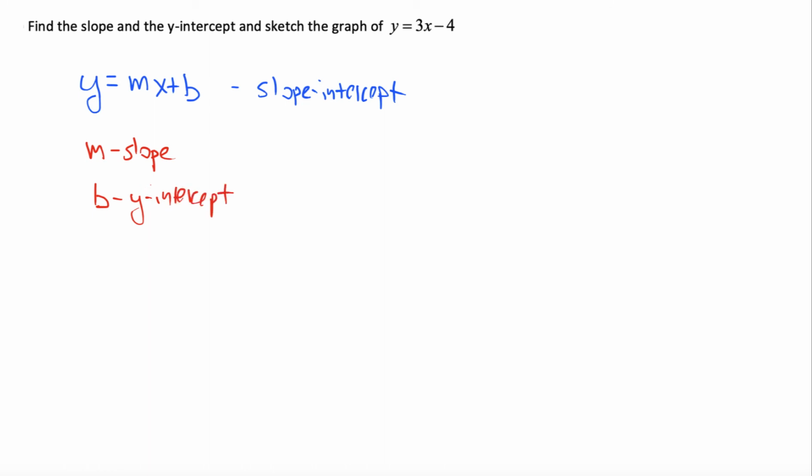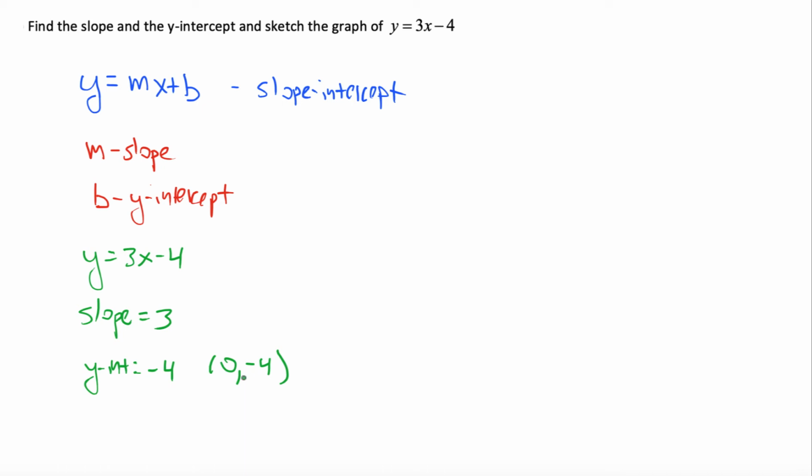So if you look at what's given here, y equals 3x minus 4, the coefficient of the x term is the slope, and the value after that should be the y-intercept. So what do we have in this case? y equals 3x minus 4. What can we conclude here? We can conclude that the slope is equal to 3 and the y-intercept is going to equal negative 4. Now as an ordered pair, we can write that as 0, negative 4.